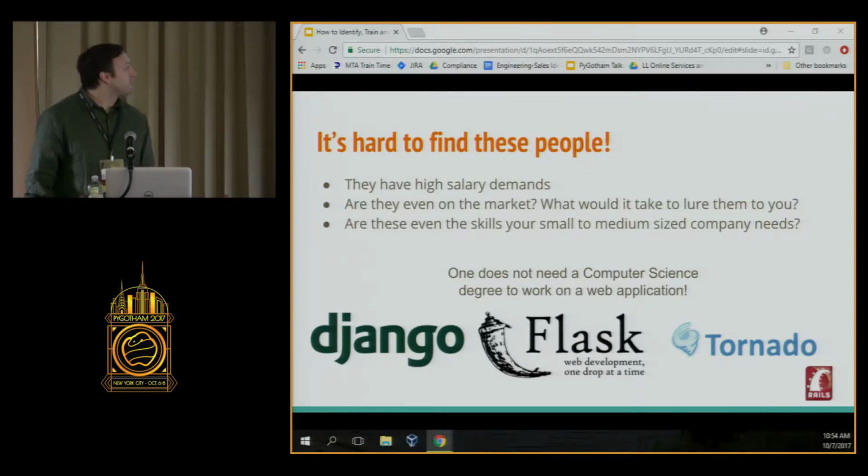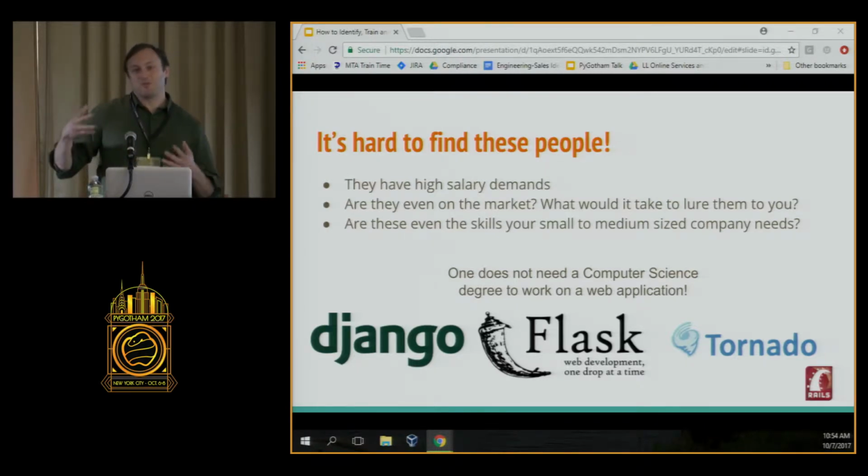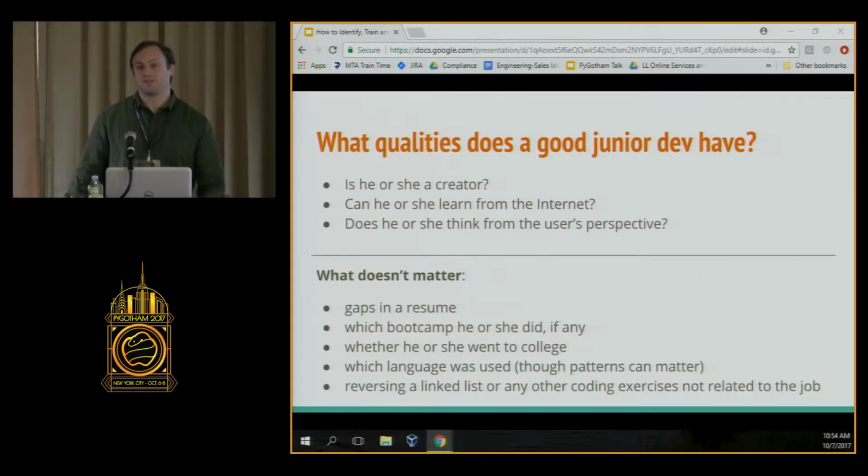And it turns out that, going back up the page a little bit, most of the skills that you need are not the ones tested for. They're slightly different. And these are what I think the skills are, if I had to list them out into three major categories. So the first one: is the candidate a creator? Second one: can the candidate learn from the internet on their own? And third: does the candidate think from the user's perspective?